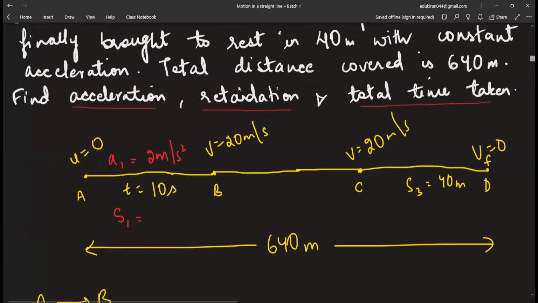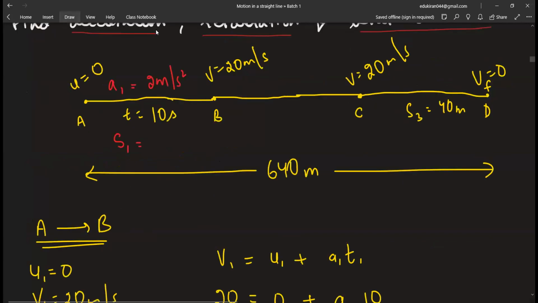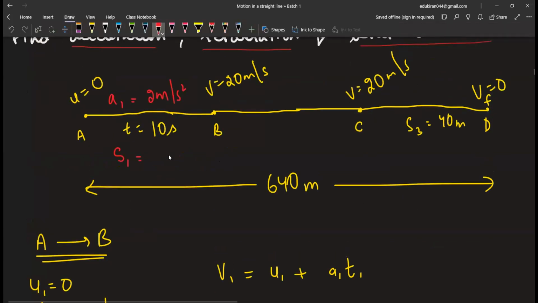So look class, now we have at least solved the A to B part. This is 100 meters. Tell me class, is it clear till here? A to B part and how to calculate the missing quantities. This is clear to all of you? Yes, ma'am. All right.